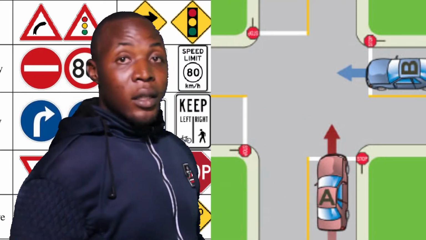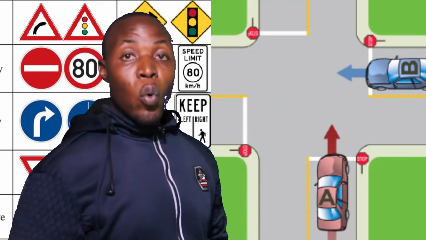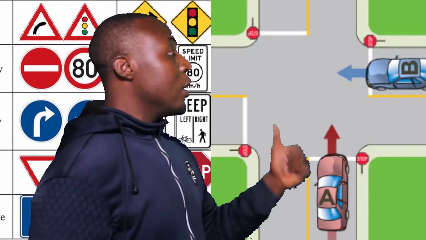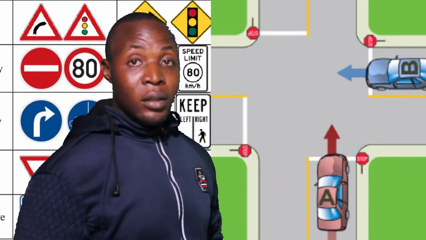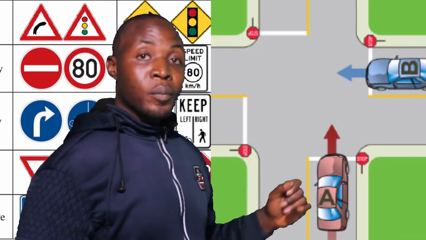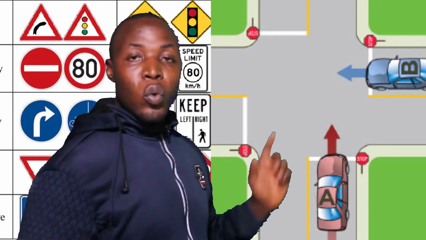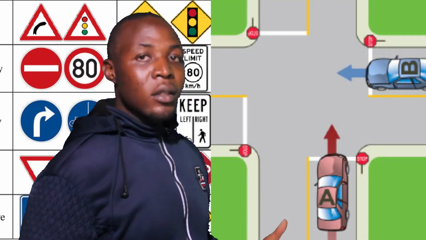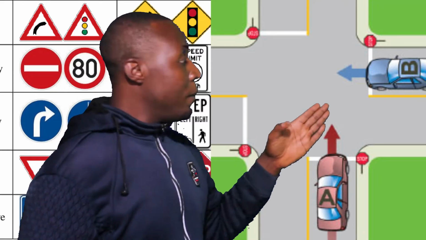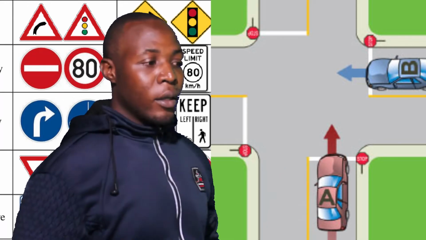So this is another situation. We have the red vehicle, we have the blue vehicle. In this situation, who has to give right of way to the other person? The blue vehicle has to give way to the red vehicle, because the red vehicle is coming on the right. So in this situation, the blue vehicle has to give right of way to the red vehicle.